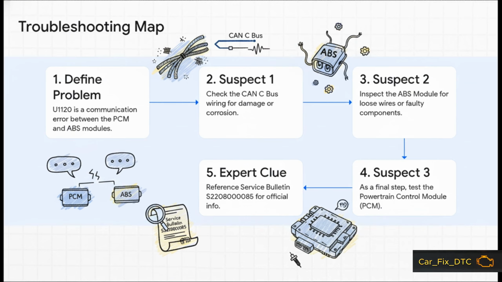Step 3. If that all checks out, inspect the ABS module. Step 4. Your absolute last resort is to check the main computer, the PCM. And step 5. Don't forget that pro tip. Reference that service bulletin number for the official fix. It's a logical process that will help you crack the case.